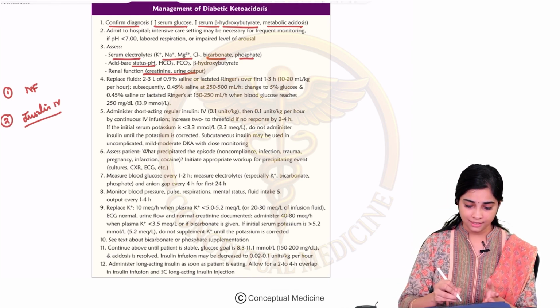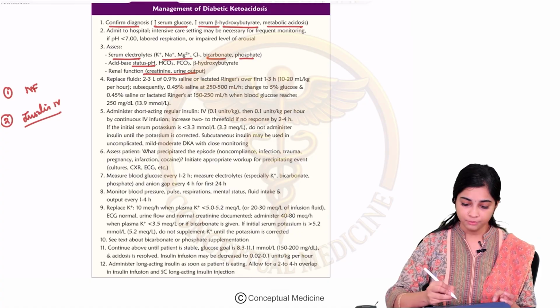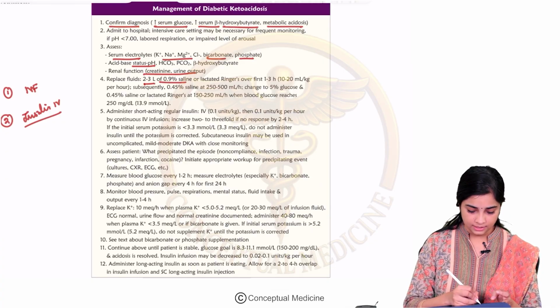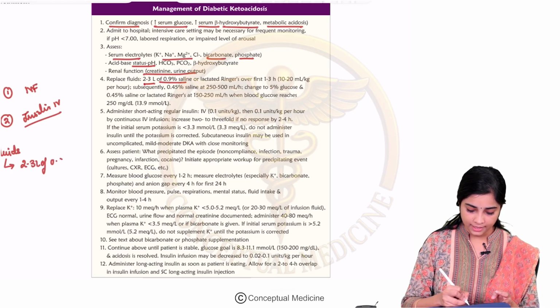So the initial IV fluid that you will give is a 2 to 3 liter bolus of 0.9% NaCl. Okay, so the initial IV fluid is 2 to 3 liters of 0.9% NaCl.